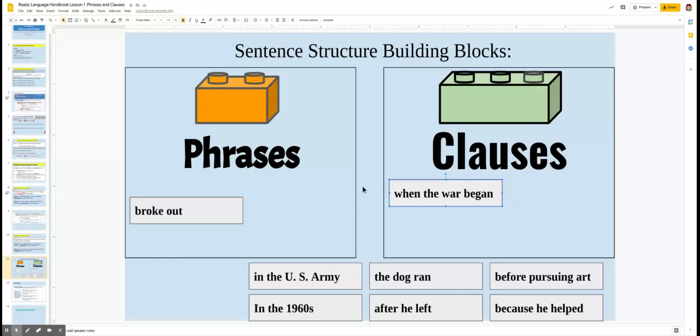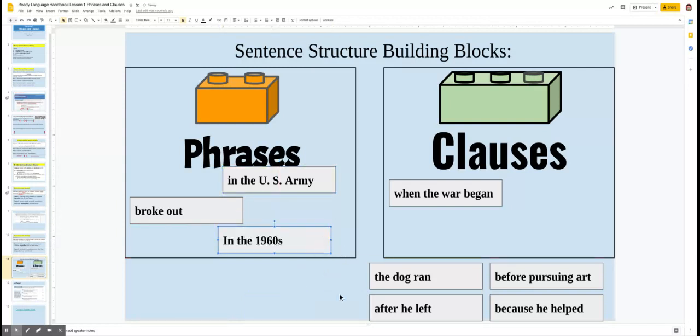Well, and let's look at our next one. I've got in the U.S. Army. Was there a subject or a verb? No, there's not. So we're going to drag it up here into our phrases box. It is just a prepositional phrase. In the 1960s, is there a subject or a verb? No, there's not. So it's a prepositional phrase. We're just going to drag it up here into the phrases box.